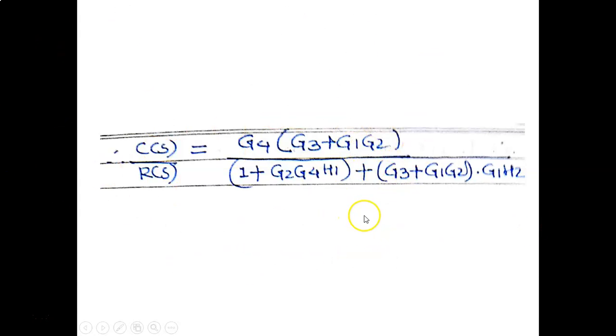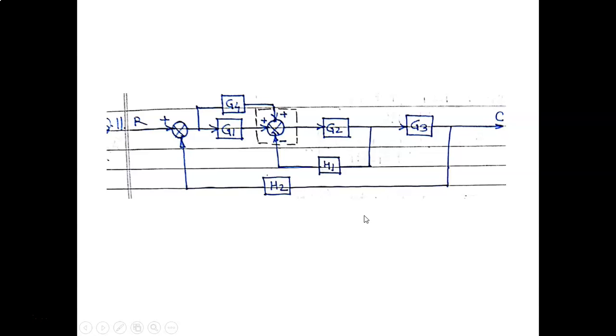Now we will see the next problem. Therefore draw this diagram. Now in this problem, this is the common summing point of these blocks in parallel and this is minor feedback loop. Therefore we will solve this.